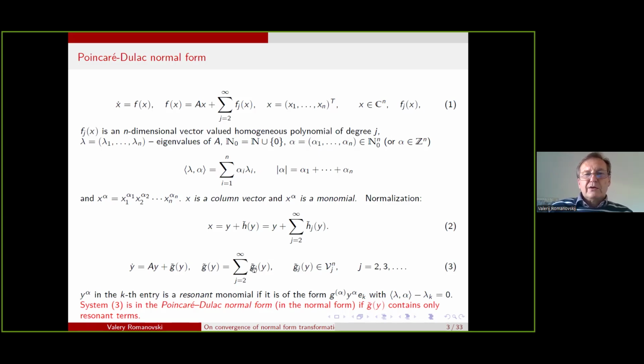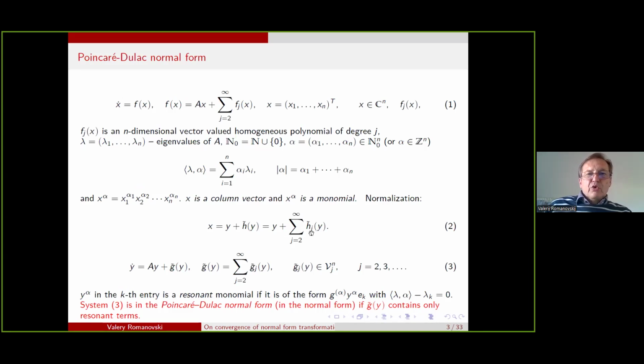Another way to define a normal form system: we can consider g_j tilde as a vector field. System 3 is in normal form if every g_j tilde commutes with the vector field Ax. This is an equivalent definition of Poincaré-Dulac normal form.